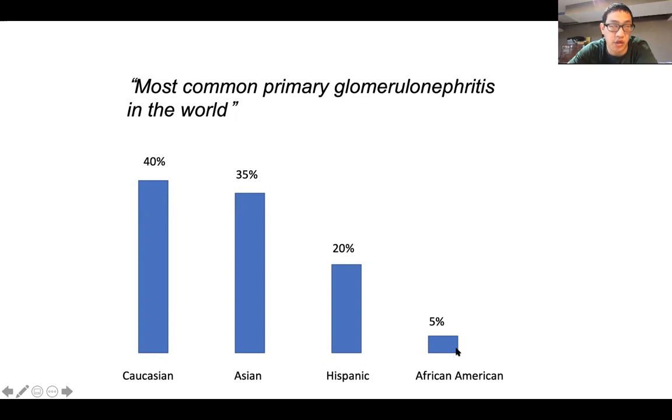If you look at all of the major cohorts of IgA patients, almost universally only about 5% are African American, whereas the rest are Caucasian, Asian, or Hispanic. So if you hear that a patient is African American, IgA nephropathy should drop down a little on your list, just because it's not as common. Not that it's impossible, but it's just not as common.